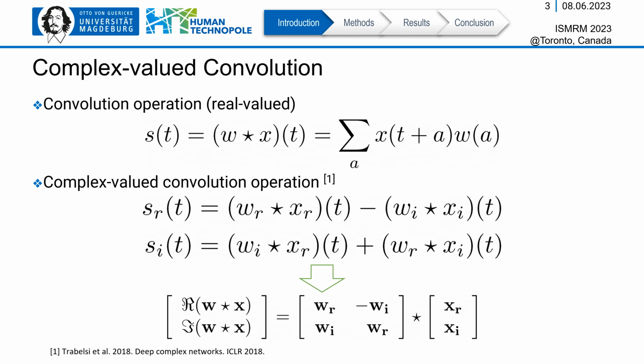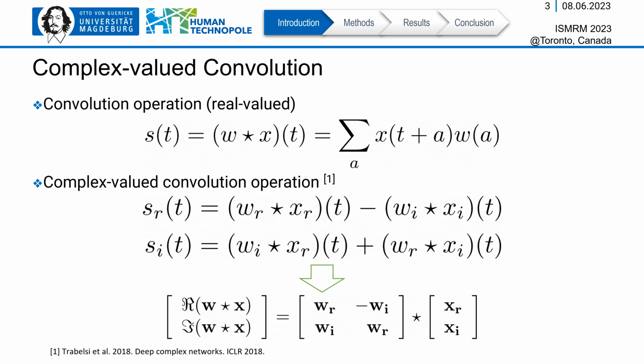So what is complex-valued convolution? We all know the real-valued convolution operation where the convolution kernel W is convolved over the input X to obtain the output S. In the case of complex-valued convolution, the kernels have real and imaginary parts, as does the input. The real part of the output is obtained by convolving the imaginary part of the input with the imaginary part of the kernel, and that is subtracted from the output of the convolution of the real parts.